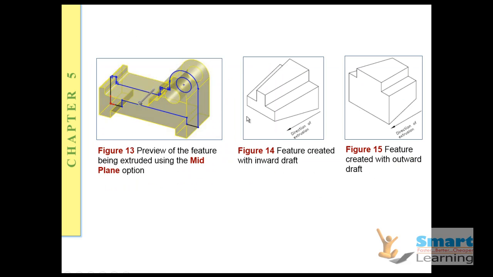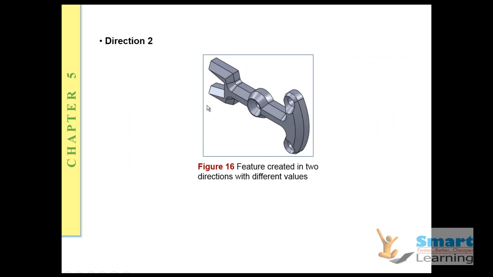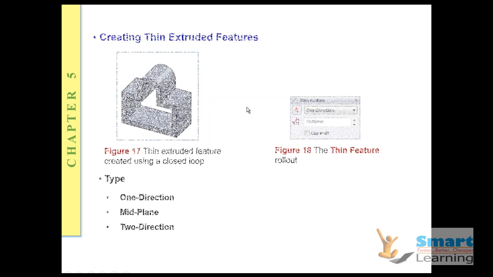And here you can see the draft scenario. You can have the outward draft or inward draft, where you can have the taper angle which you can attach to your object. And if you have two directions, this is direction 1 and the backside is direction 2. You can control that in one direction you have draft, whereas in the other direction you don't have draft. So that also can be controlled.